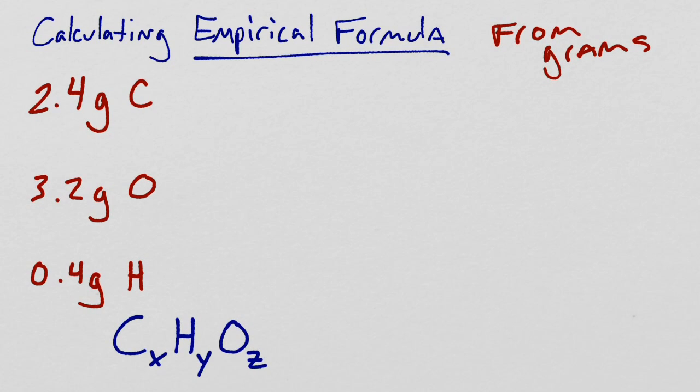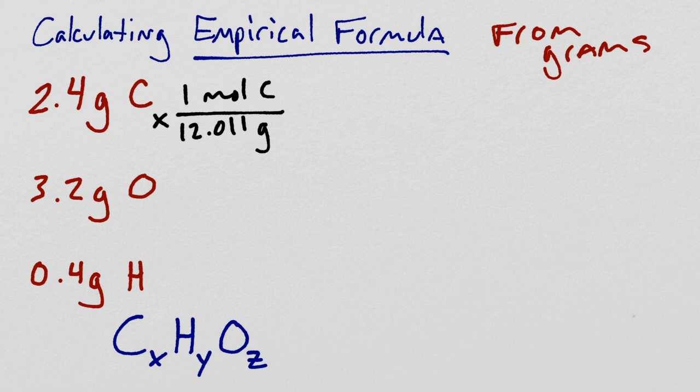So we start with carbon, or with any one of them, and we want to figure out how many moles we have. We'd look up the periodic table and see the molar mass for each one of these elements. For carbon, it's 12.011 grams, 1 mole of carbon. And we want to see how many moles that is.